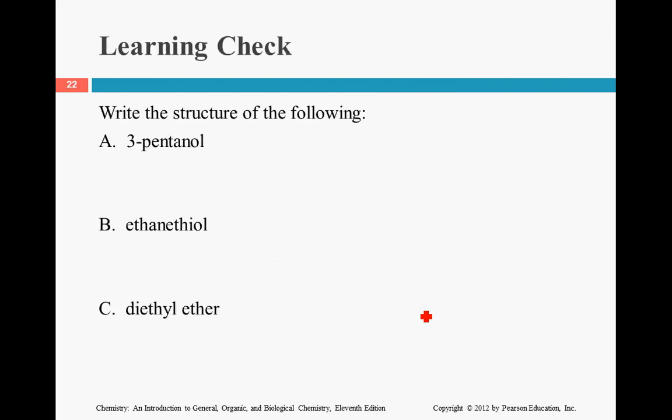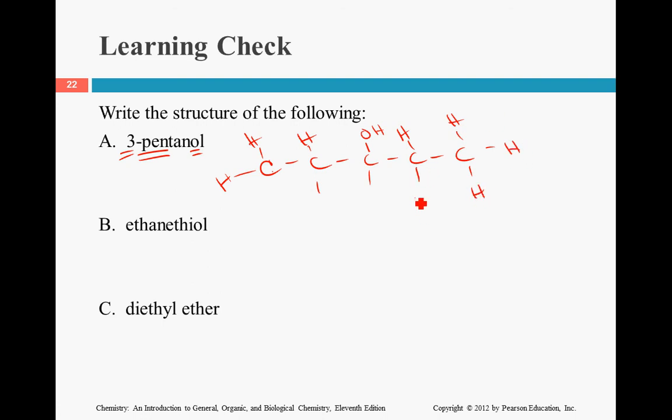So, going back from the beginning of the section, 3-pentanol. So, pent means 5 carbons. On the 3rd carbon, there's an OH group. 1, 2, 3. All the rest of these are hydrogens. Ethane thiol. Thiol means we have an SH on it. Ethane is 2 carbons. Because of the thiol, we had to put that there. And all the rest of these are hydrogens. This one didn't have a number saying where the thiol was because it didn't have a choice. No matter what, it would have been on the 1st carbon.